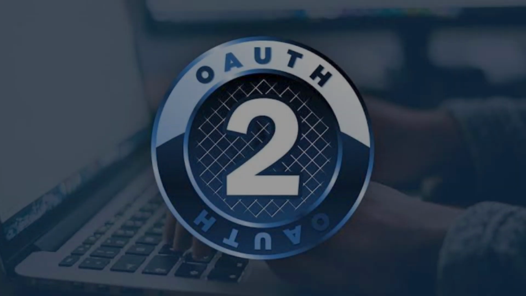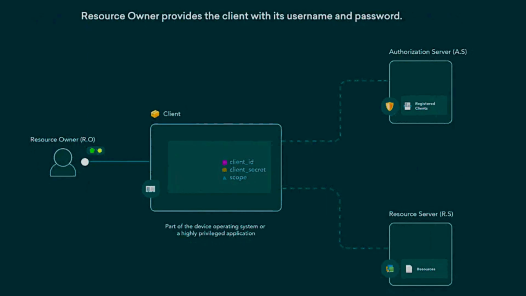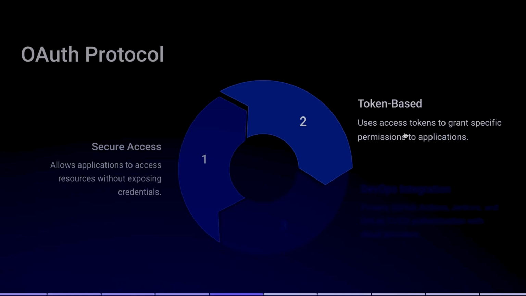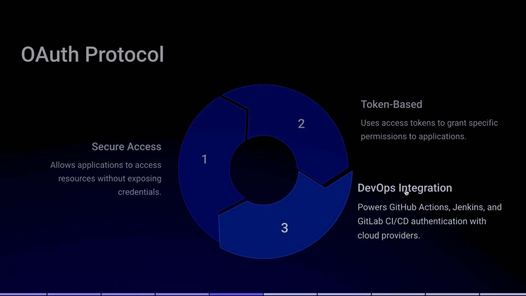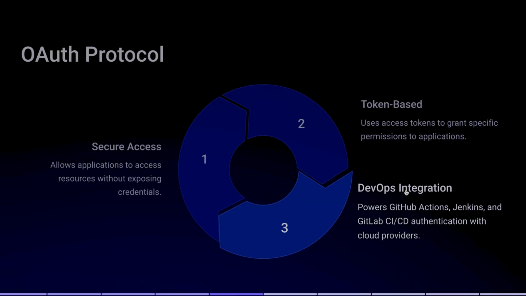Next authentication protocol is OAuth, or Open Authorization, that allows applications to access resources without exposing passwords. OAuth relies on access tokens for secure API interactions. In DevOps, OAuth is commonly used for authentication in CI/CD pipelines, where tools like Jenkins and GitHub Actions authenticate against cloud services. It is also used for API access control in cloud environments, ensuring that only authorized users can perform specific actions. You can also see container registries like Docker Hub or ECR using OAuth for secure authentication.